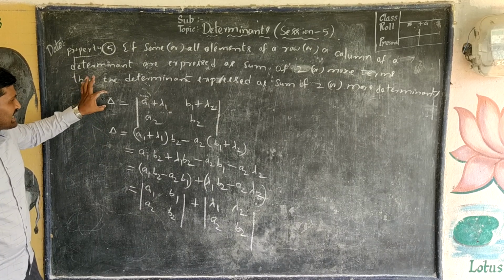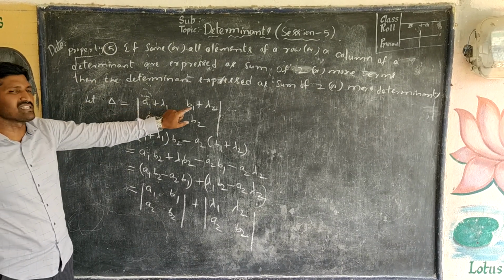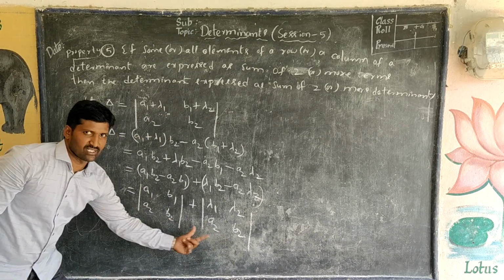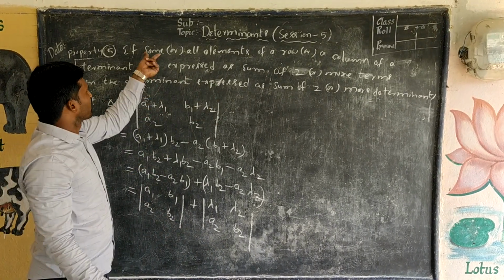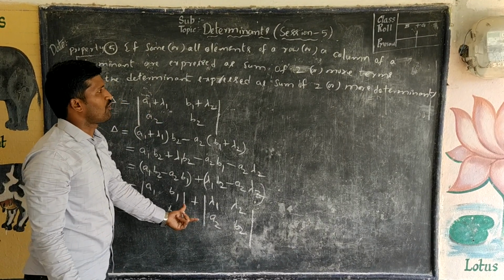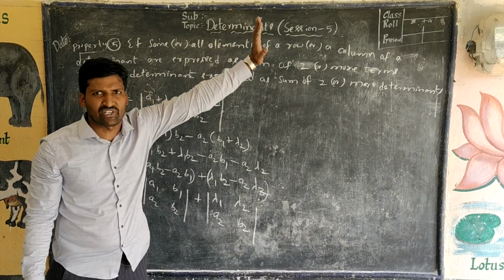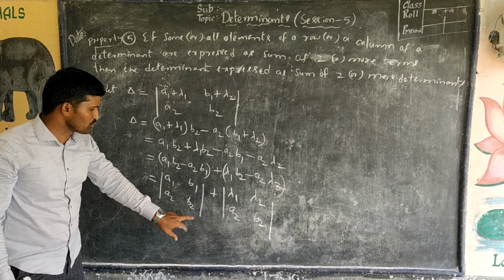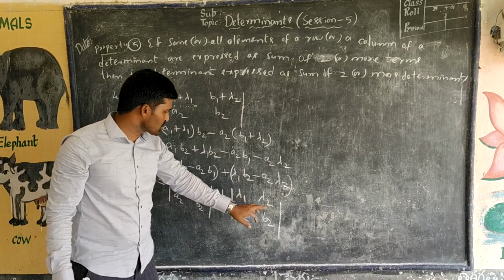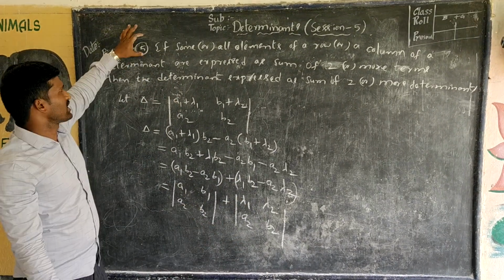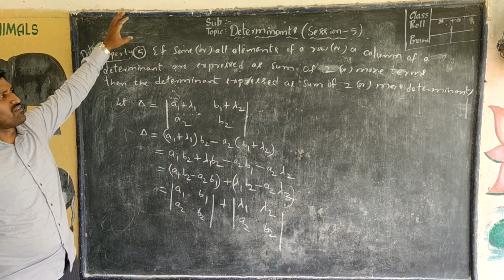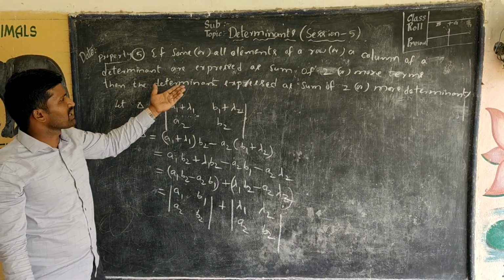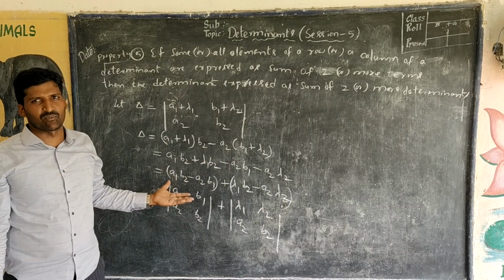What happened here? Delta actually contains sum of two terms in the first row. This is totally expressed as two determinants. If two elements are there, we get two determinants. If sum of three or more is there, we get more determinants. Here we got two determinants: a1 b1 a2 b2 plus lambda 1 lambda 2 a2 b2. All understood? If elements of a row or column are expressed as sum of two or more terms, then the determinant is expressed as sum of more determinants.